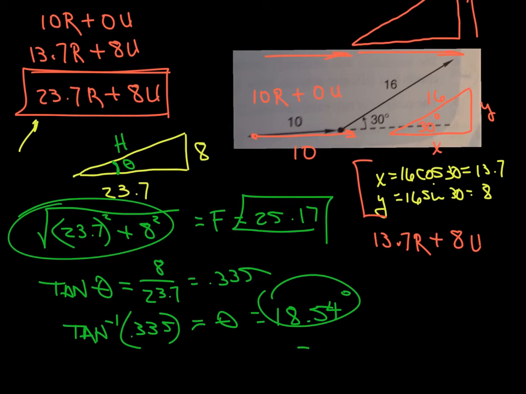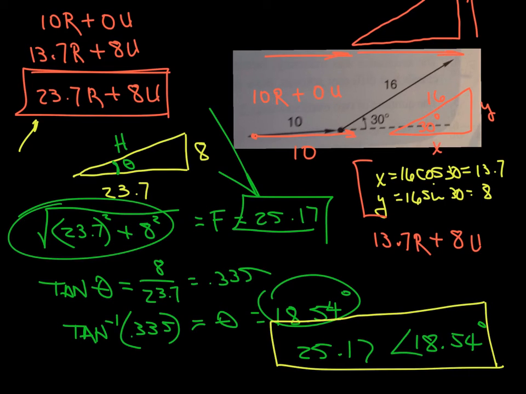So I'm going to take my 25.17, my force, at 18.54 degrees, and that is my answer in polar form. So I've got rectangular form and polar form.